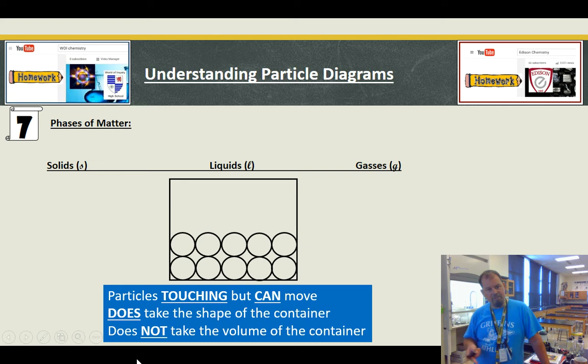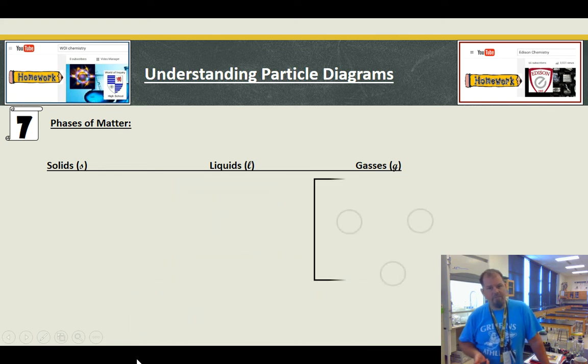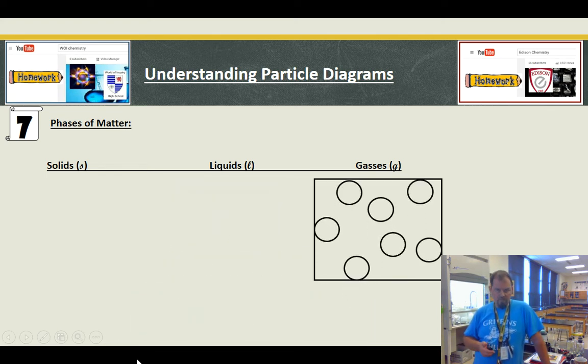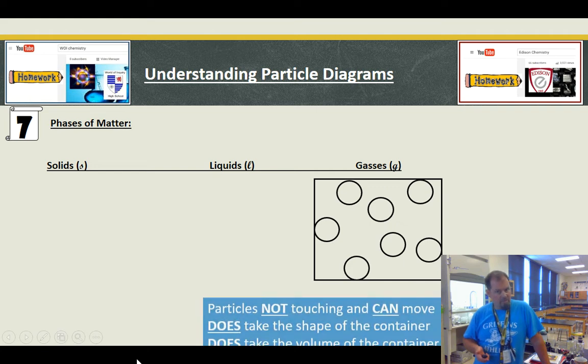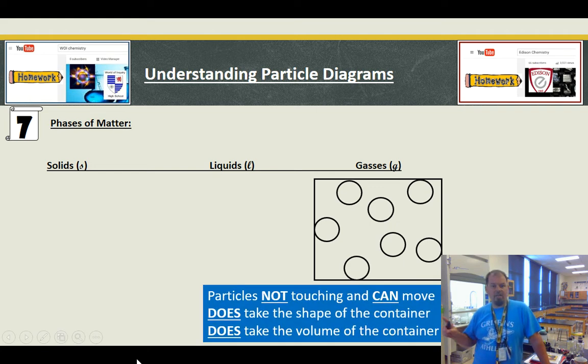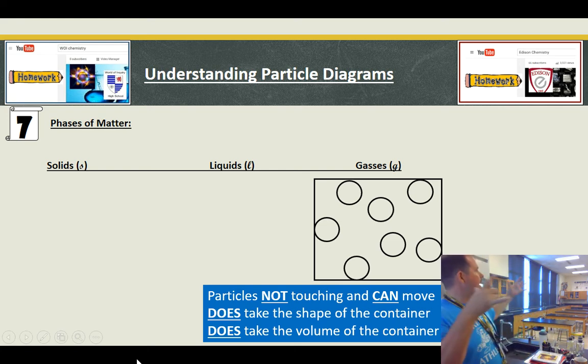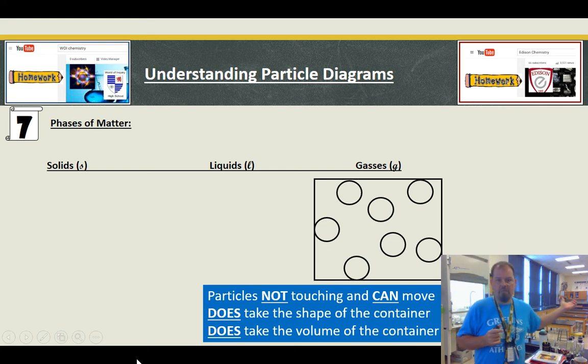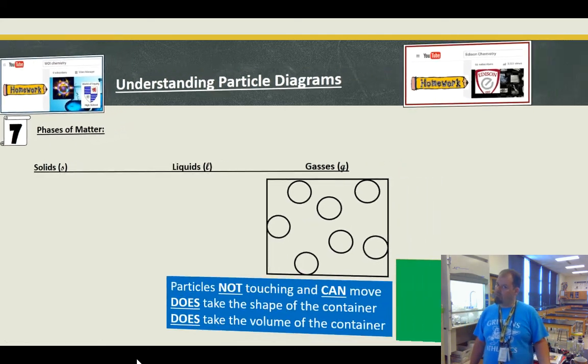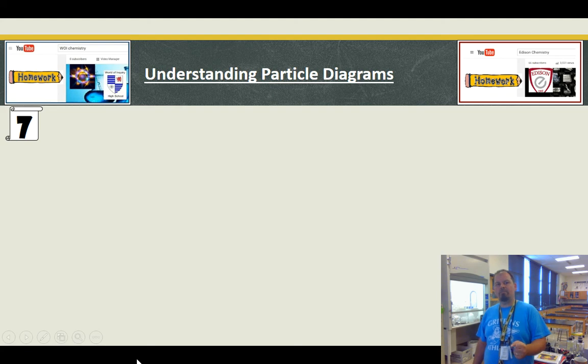Gases will change. Make sure both of them are changed, and we'll have gases. So gases, the particles are not touching and free to move. So now the particles are not touching and can move. It does take the shape of the container, and it does take the volume of the container. If you think about the air in the cup or the air in the room, the air takes up every part of the room that it possibly can. It doesn't just stay confined. Where a penny would just sit here, liquid would pour over into whatever was going to contain it. Make sense? Good.